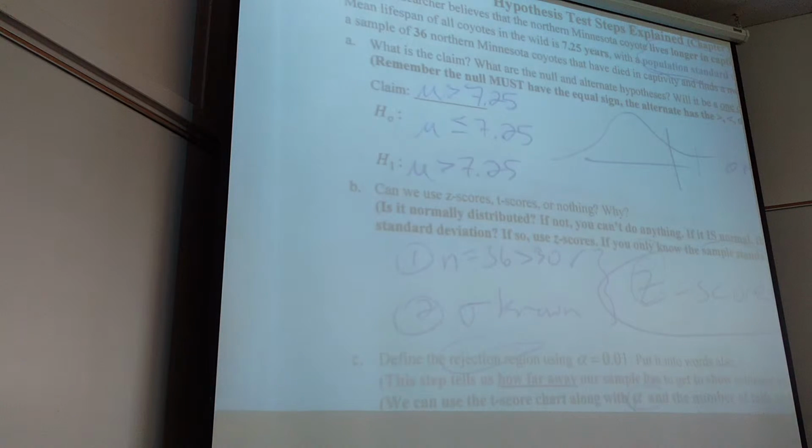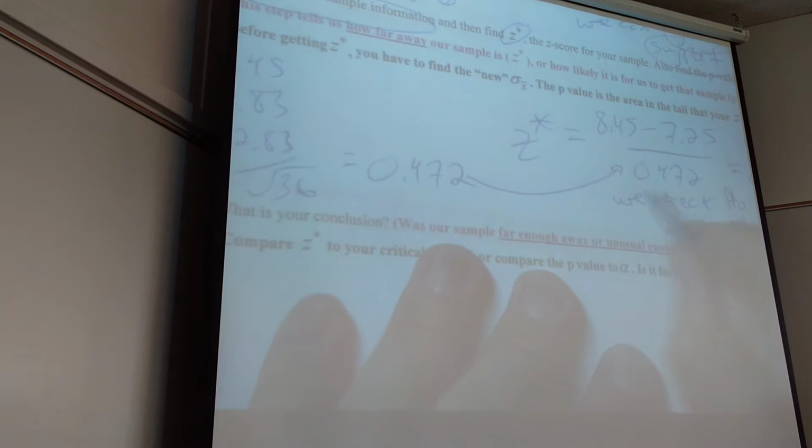So this is the part, once people get all the other steps down, that last step is what kills people, and it just drives me insane, because whatever the claim is, that's how you word the conclusion. So the claim is the high, right? So I want to use these words. We support the claim.